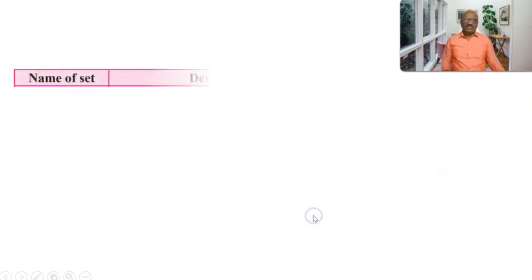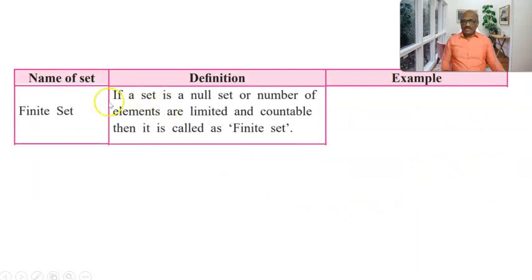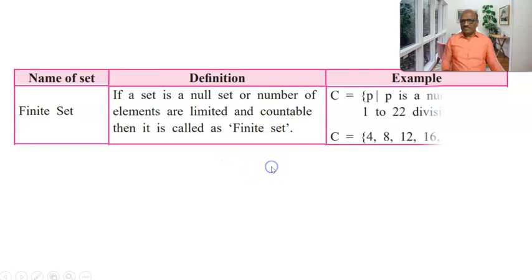Okay, now the next, finite set. त्याची डेफिनेशन, if a set is a null set or the number of elements are limited and countable, then it is called a finite set. असा सेट की जो नल सेट असेल किंवा त्यामधले एलिमेंट्स लिमिटेड आणि काउंटेबल असतील, we can count it, then that set is called a finite set.